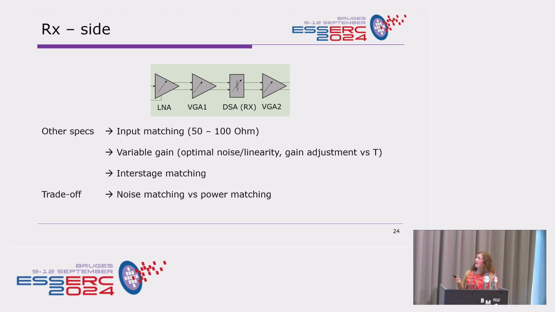Then we will add this variable gain in these blocks with these VGAs and DSAs. This is so that we can have an optimal design for noise or linearity. But what we can also do with it is we can adjust our gain depending on the temperature. So you can actually calibrate so that it works properly. And then, of course, we always have a trade-off. There is here a trade-off between the noise matching and the power matching.